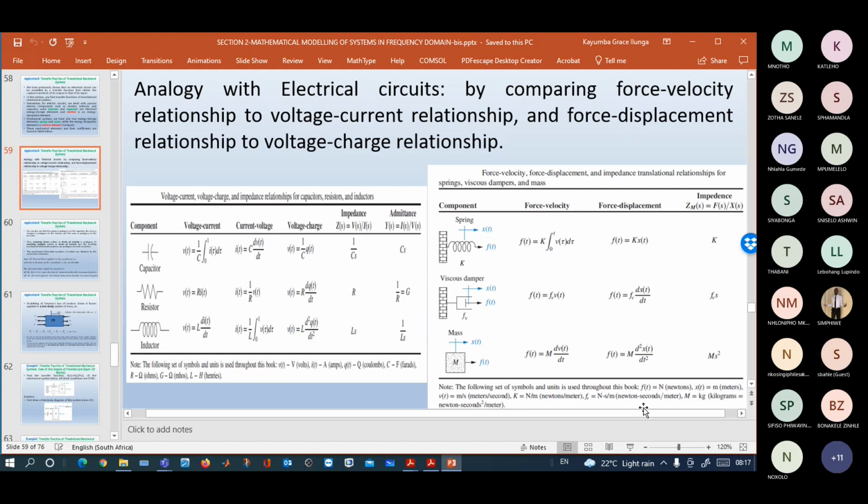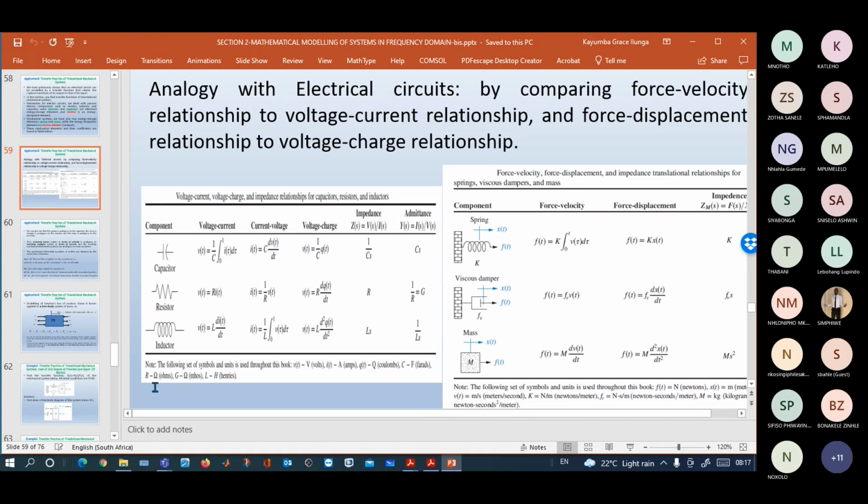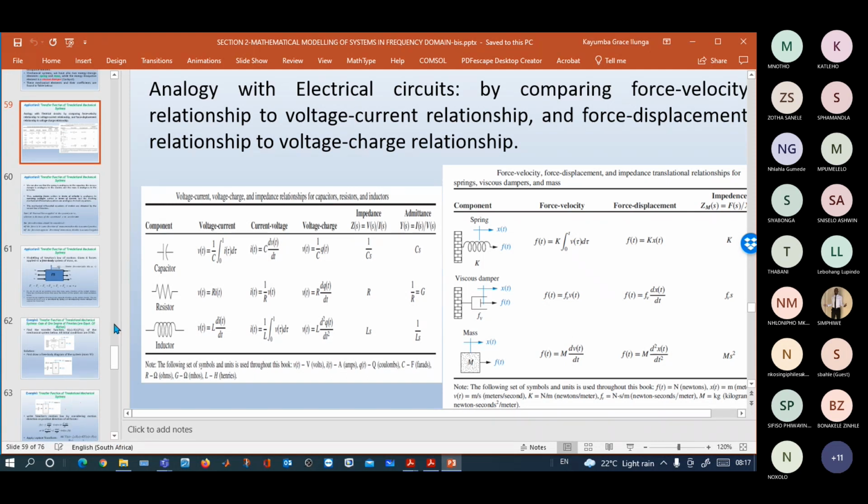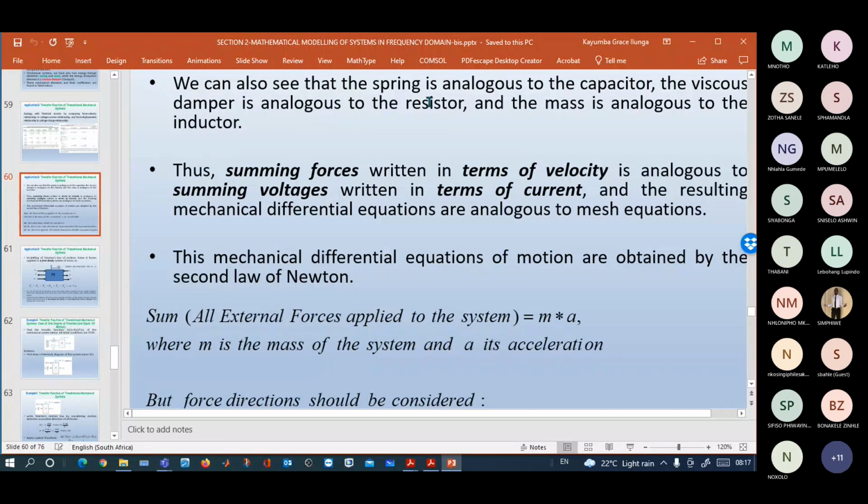I think you can remember the impedance rule that we use in electrical systems. This can also be applied in a mechanical system. As it says here, it's not an equivalence, but there is some analogy between these components. The spring is an analogy to the capacitor, the viscous damper is an analogy to the resistor, and the mass is an analogy to the inductor.